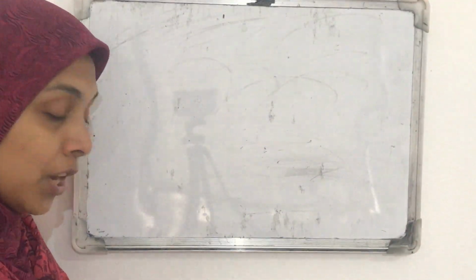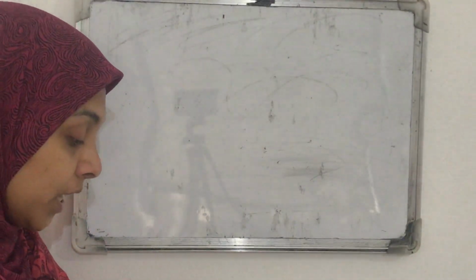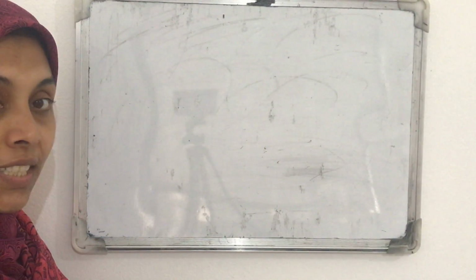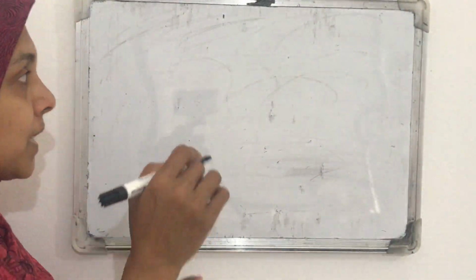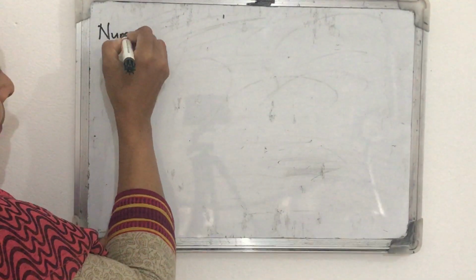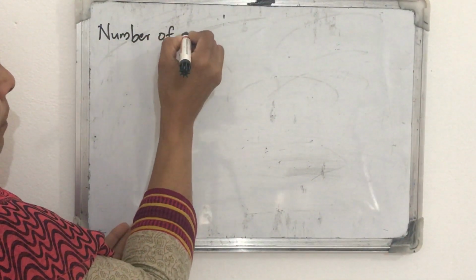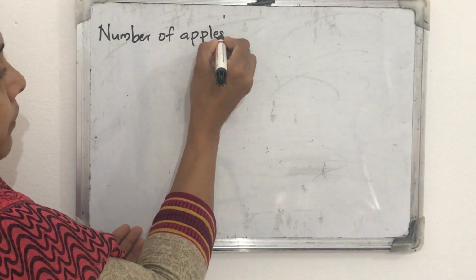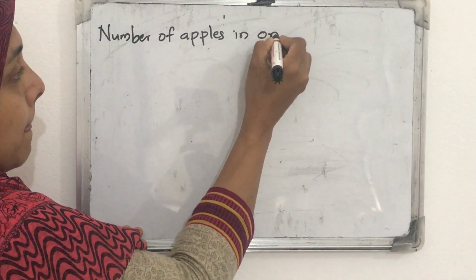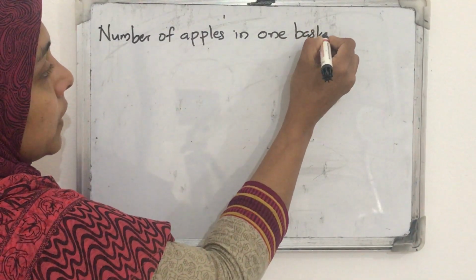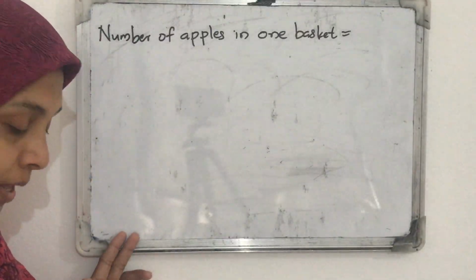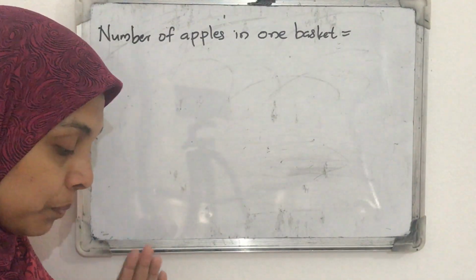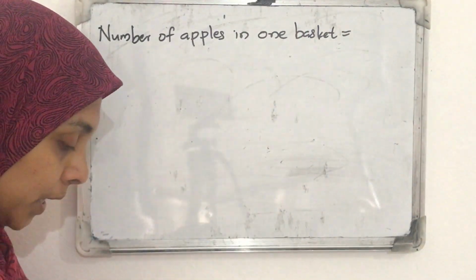You write this down in your notebook and write its correct answer. 35 apples are placed in a basket. So how can we write the first step? Number of apples in one basket. We can write the first solution: number of apples in one basket equal to, you write the correct number. 35 apples are placed in a basket. Then which number is right, you can write.